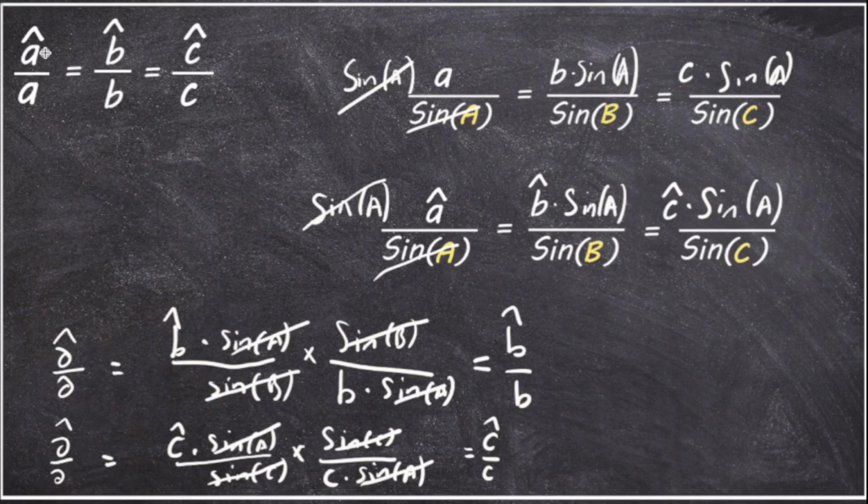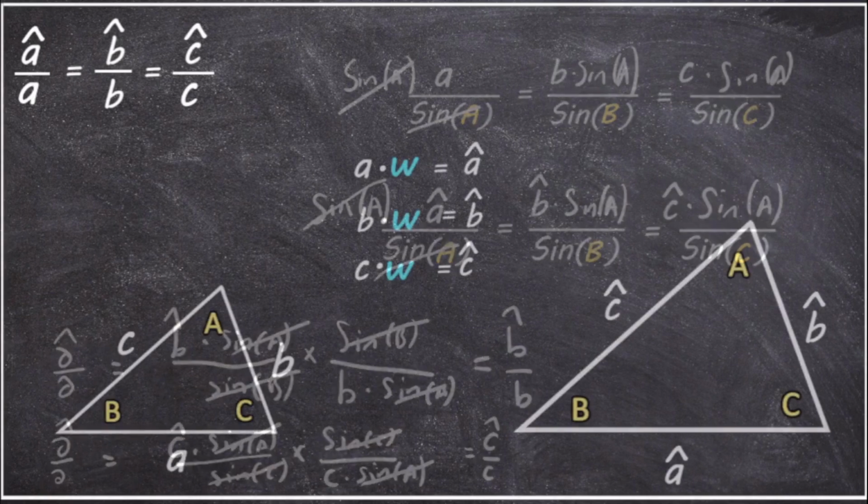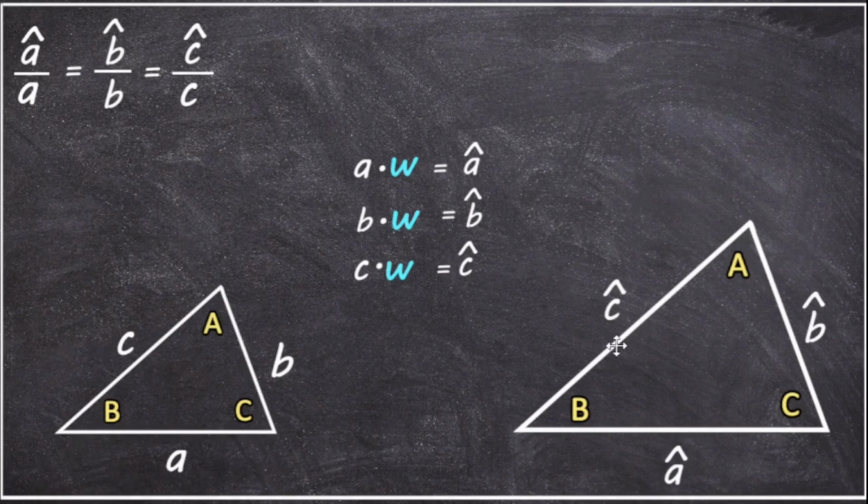We have proved that A hat over A equals B hat over B equals C hat over C, and so corresponding edges of similar triangles are proportional, and that's the proof complete. In the next video, I'm going to be using this property of similar triangles to show the proof to an interesting problem, so stay tuned for that video.